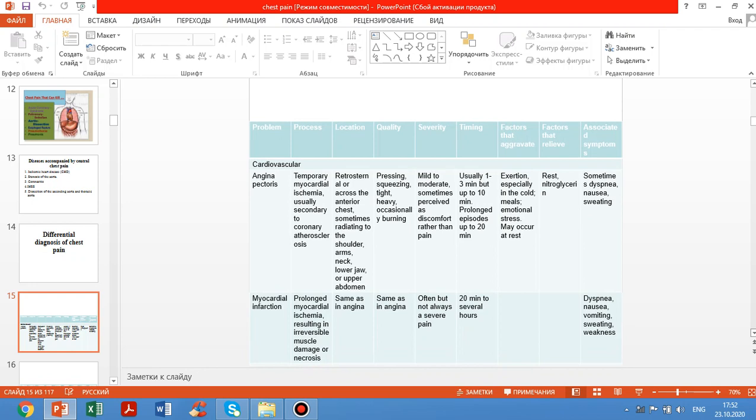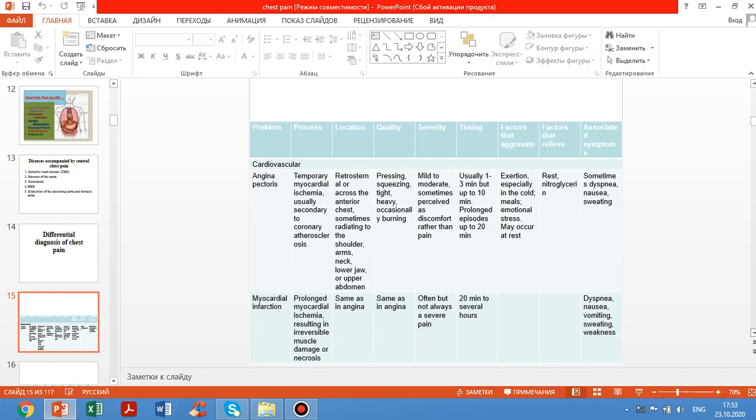Prolonged episodes last up to 20 minutes. Factors that aggravate are exertion, especially in the cold, meals, and emotional stress; it may occur at rest. Factors that relieve are rest and nitroglycerin. Associated symptoms are sometimes dyspnea, nausea, sweating.